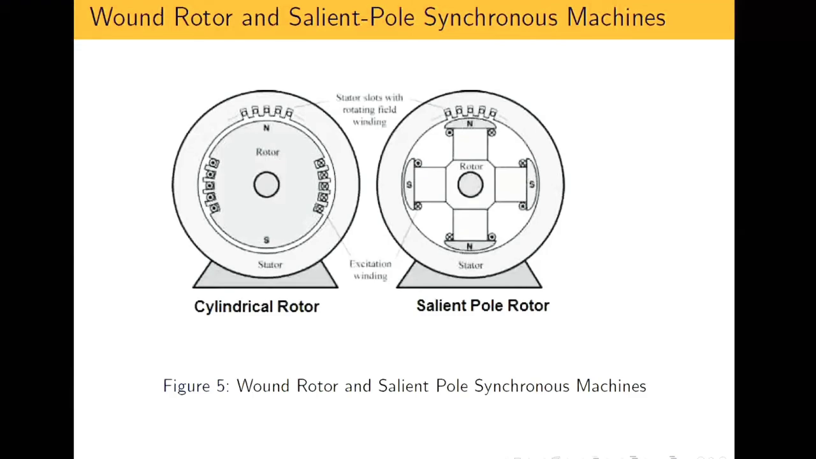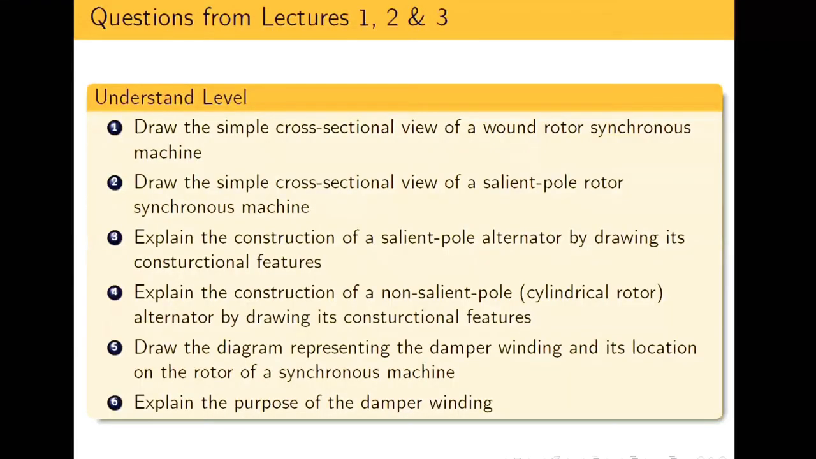Right, you have to draw this wound rotor and salient pole synchronous machine. The main parts are stator and rotor, hence both are here, and stator winding and rotor winding both are here. And you should clearly mention that the stator armature is maintained stationary, and the rotor is producing the field, the rotor field, which is rotating, right?